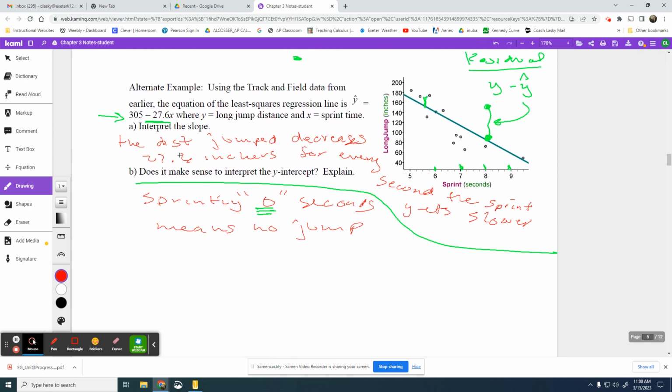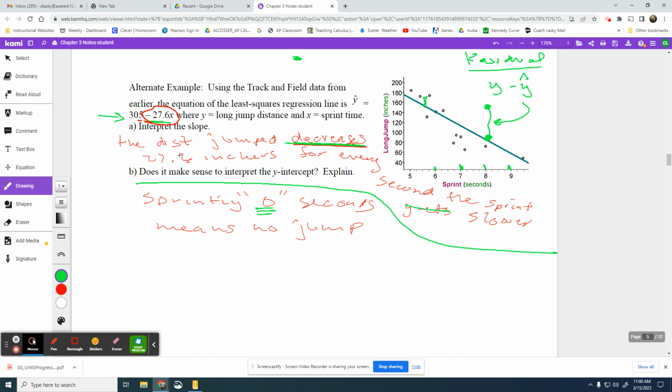So let's interpret this a little bit. They give us an equation. The equation is negative, so we're going to decrease here. Let me go back to green. We're going to decrease here. So what are we decreasing? The distance jumped decreases 27.6 inches for every second the sprint gets slower.